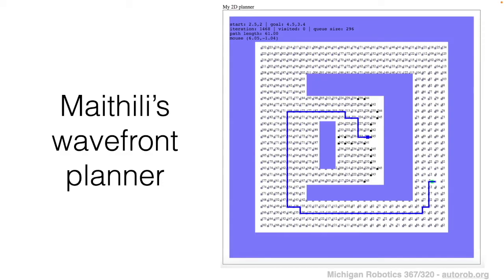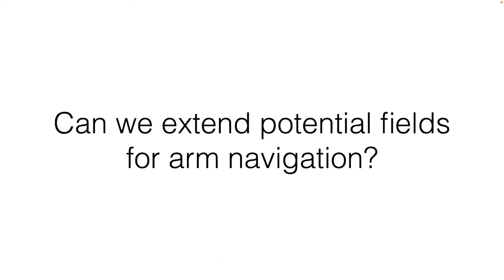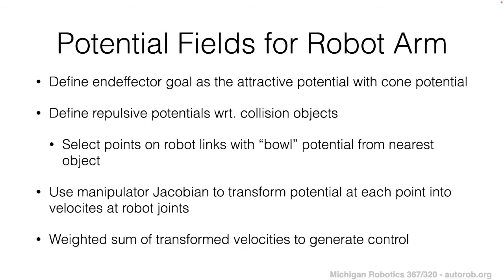Given that we can now see the Wavefront planner is useful for potential field navigation within these 2D planar configuration spaces, the natural question to look at next is whether we could extend potential field planning for navigation of more complicated configuration spaces, for example, the configuration space of a robotic arm. So how would we approach that problem of extending potential fields for robot arms?